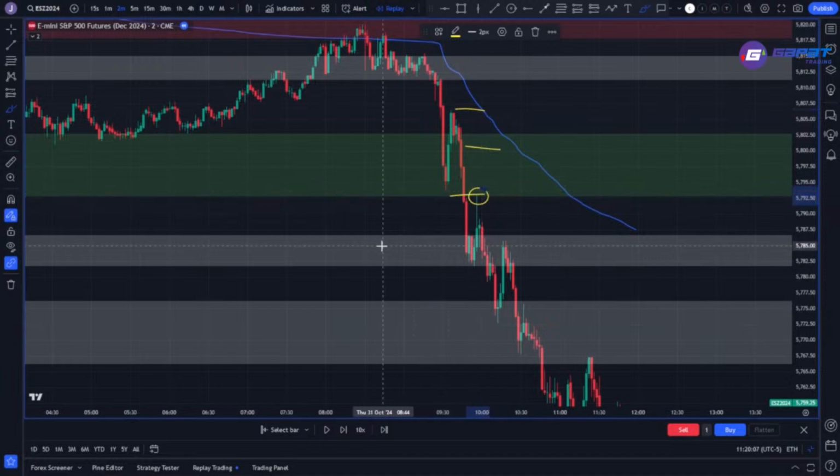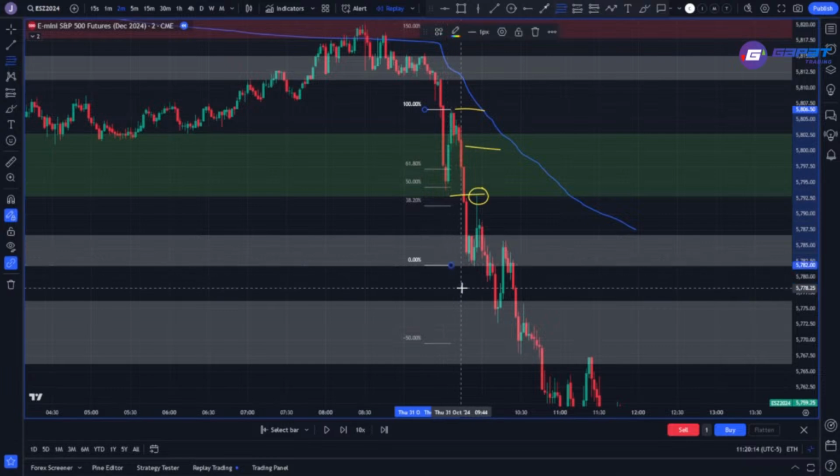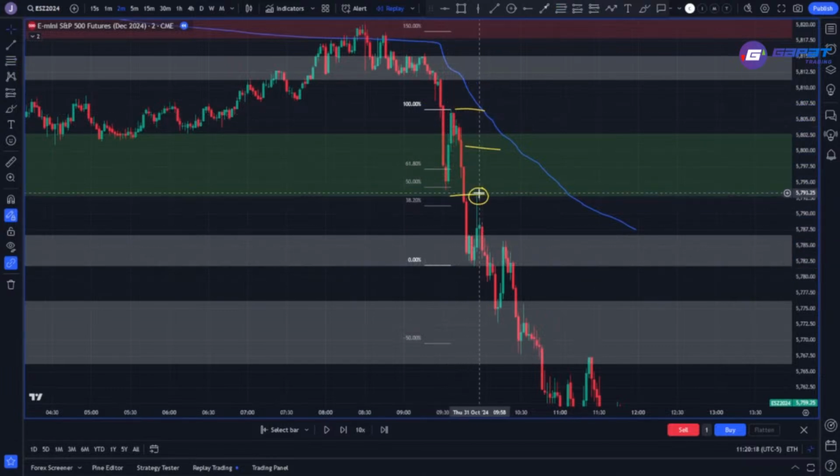So you can enter on this wick here using Fibonacci. If you draw it up like this, this is the directional move from here to here. We pull back and your stop goes above the 61.8% here, or you could put it above the level if you want it to be safer. And then it continued short.